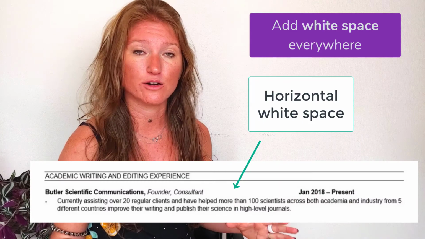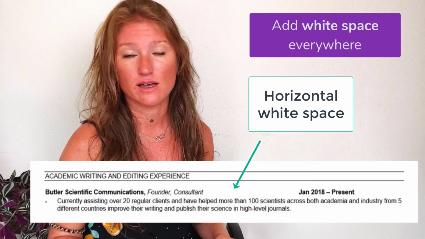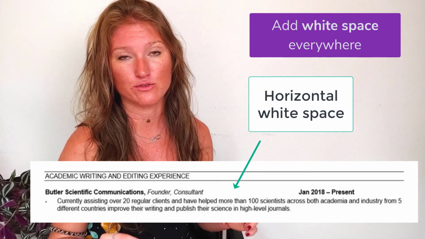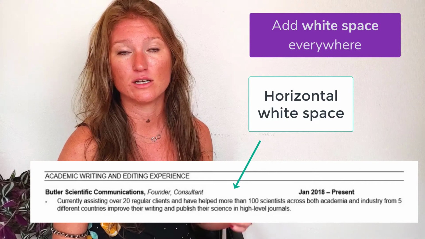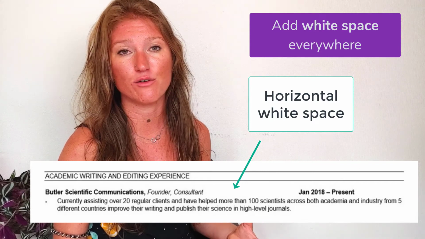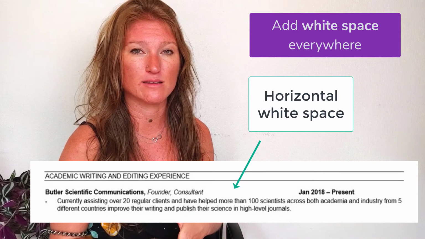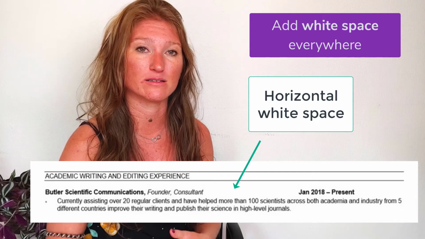Next, think about using white space horizontally across the page as well. For instance, you can separate the position and the dates held by the entire width of the page, having a bunch of white space in the middle to help those two different parts also stand out. So you can have the position itself left justified, the dates right justified, and all of that white space in the middle is going to help make this information easier for somebody to pick out and spot.